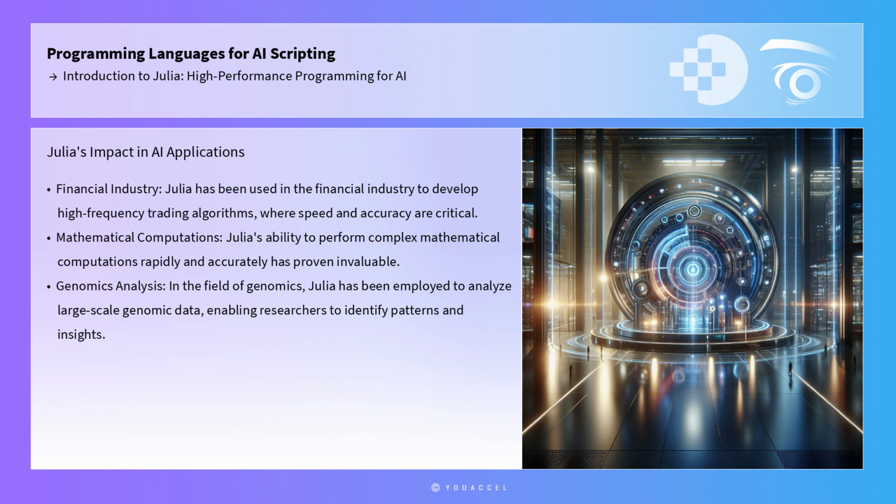Real-world case studies have demonstrated Julia's effectiveness in AI applications. For instance, Julia has been used in the financial industry to develop high-frequency trading algorithms where speed and accuracy are critical. In this context, Julia's ability to perform complex mathematical computations rapidly and accurately has proven invaluable. Similarly, in the field of genomics, Julia has been employed to analyze large-scale genomic data, enabling researchers to identify patterns and insights that were previously difficult to detect with other programming languages.